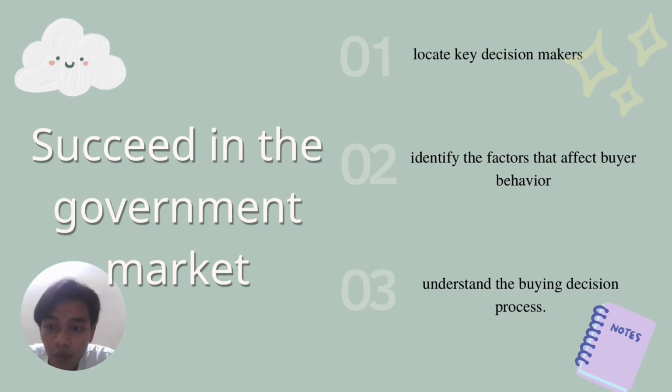Government buying and business buying are similar in many ways, but there are also differences that must be understood by companies that wish to sell products and services to government. To succeed in the government market, sellers must locate key decision makers, identify the factors that affect buyer behavior, and understand the buying decision process.